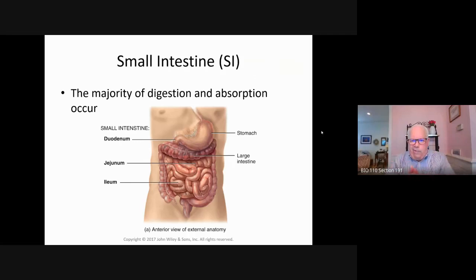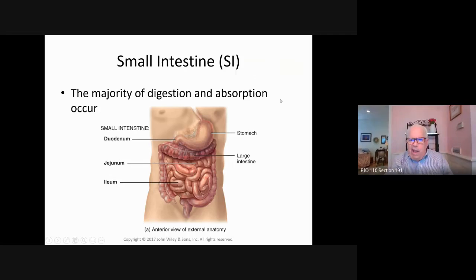Let's go down from the stomach through the pyloric sphincter into the small intestine. The proximal part of the small intestine is called the duodenum. The middle of the small intestine is called the jejunum. The distal end of the small intestine is called the ileum.